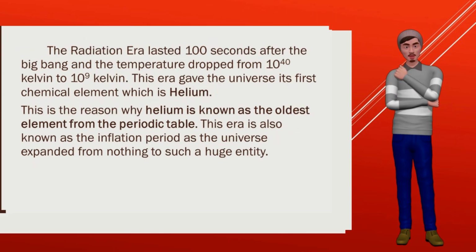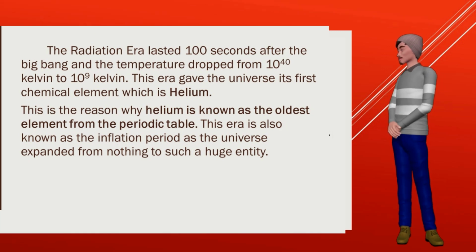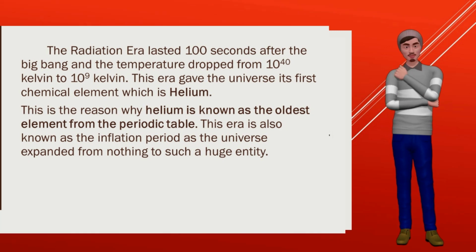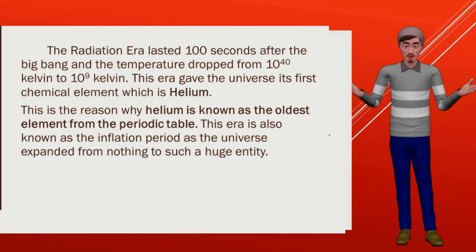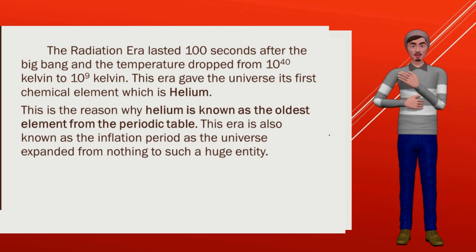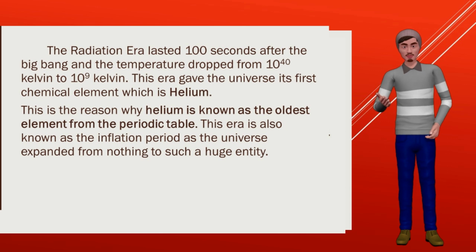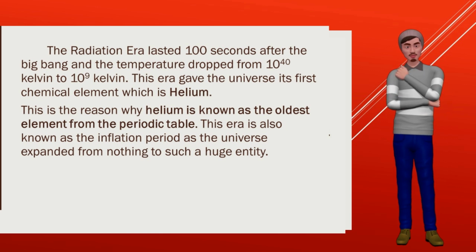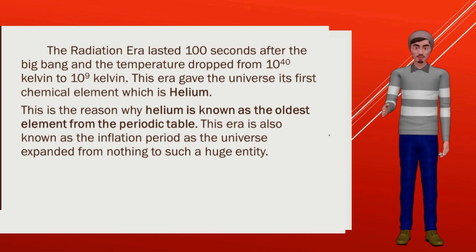The radiation era lasted 100 seconds after the Big Bang and the temperature dropped from 10 raised to 40 Kelvin to 10 raised to 9 degrees Kelvin. This era gave the universe its first chemical element, which is helium. This is the reason why helium is known as the oldest element from the periodic table. This era is also known as the inflation period, as the universe expanded from nothing to such a huge entity.